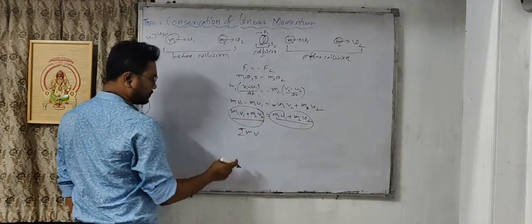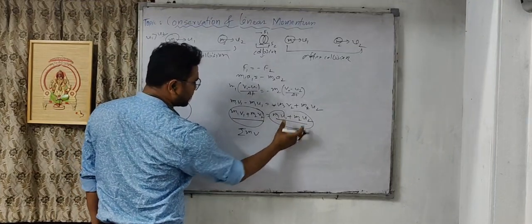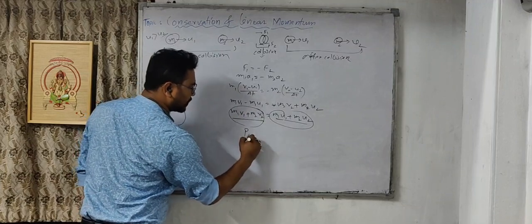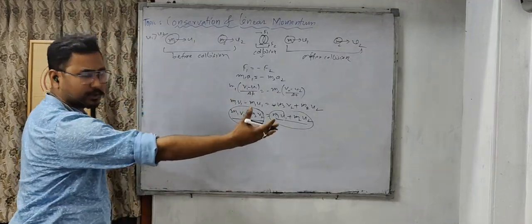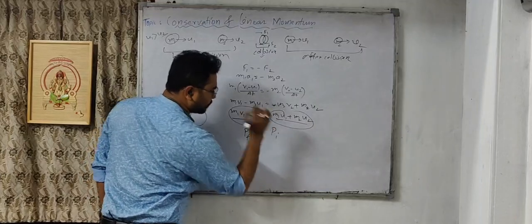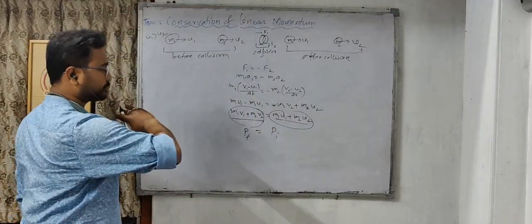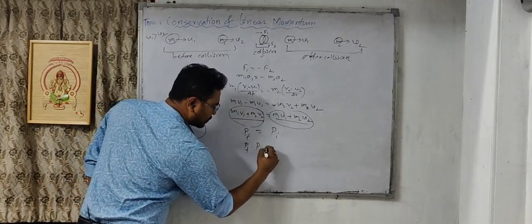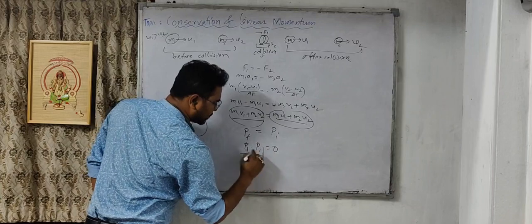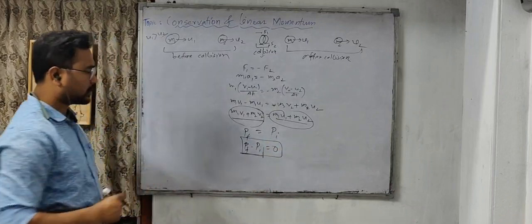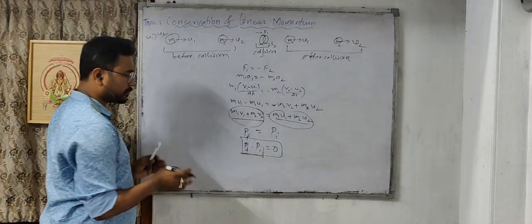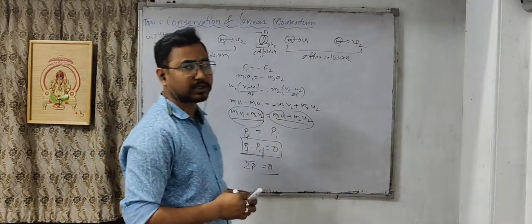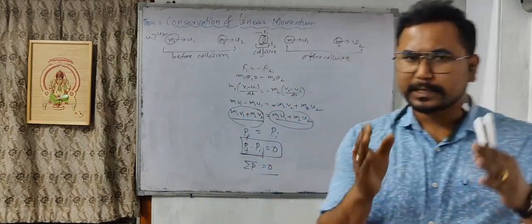Suppose we take one side as the final momentum, or momentum after collision, and the other as the initial momentum, before collision. If we take the difference, it goes to 0. So the change in total momentum between before and after collision is 0. We can write sum of P is always equal to 0 change while no external force is involved.